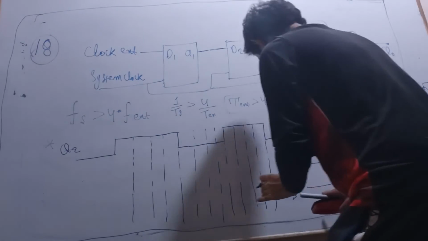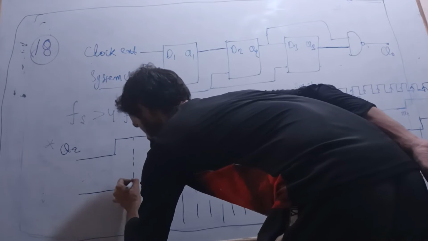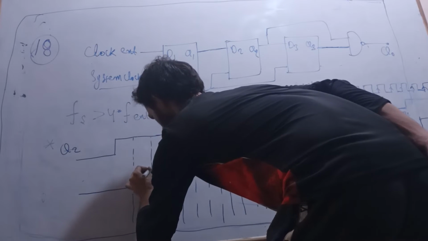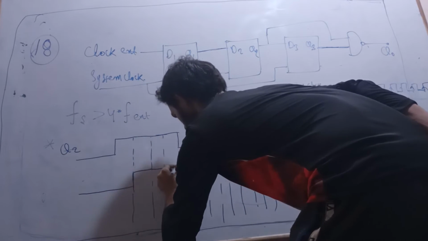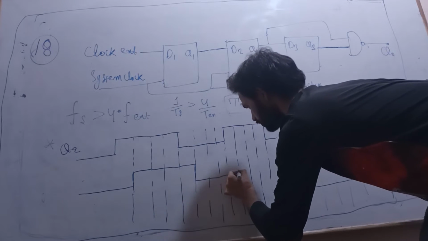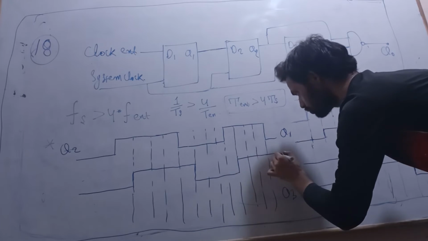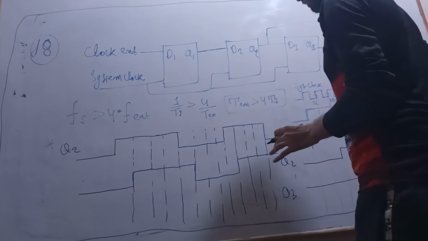Q3 is delayed by 1 cycle. So 1 cycle of what? System clock. 1 cycle of this system clock. You see here, this is delayed by 1 cycle of the system clock.